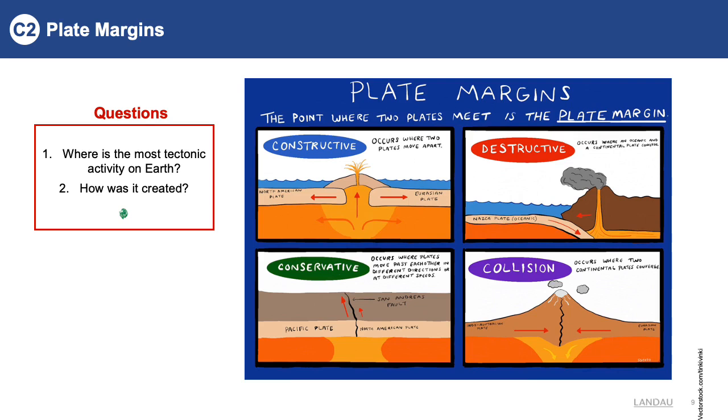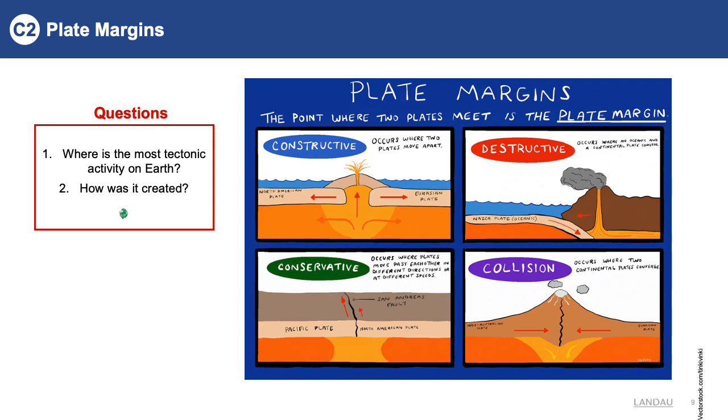Constructive margins. When 2 plates move away from each other, the result is a gap that is continuously filled by lava coming from the inside of the Earth. As soon as the lava reaches the surface, it starts to cool and turns into solid rock. This process can be found, for example, in the middle of the Atlantic Ocean. Here, the lava has been building a vast submarine mountain range, the Mid-Atlantic Range. In places, this ridge can be high enough to reach above the surface of the water.